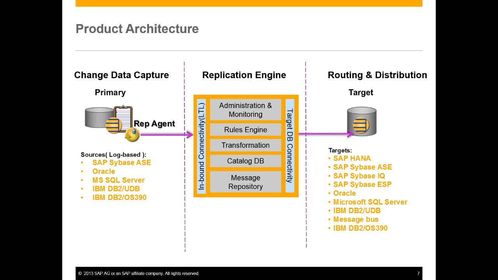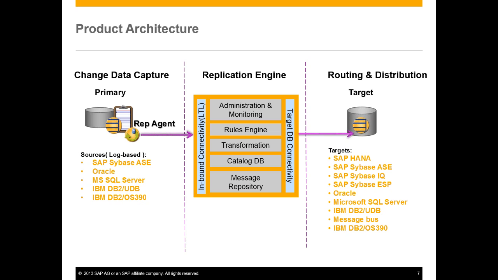On the target side, as you can see, a very extensive list of databases is supported. And of course, SAP HANA is one of the key features that we want to talk to you about. Also ASE, IQ, and ESP. ESP is the SAP CEP engine, along with all the databases I mentioned before. So this is a very brief product architecture. As you can see, it's very simple compared to other competitors' products out there. It's very centralized and very easy for you to manage.